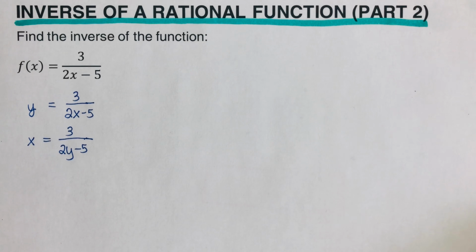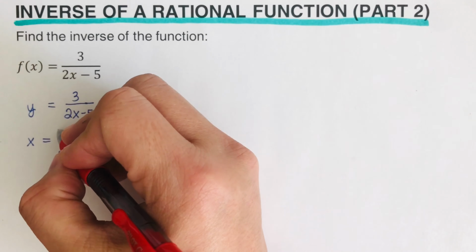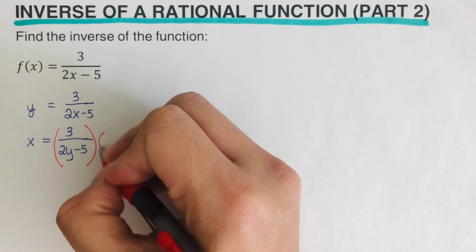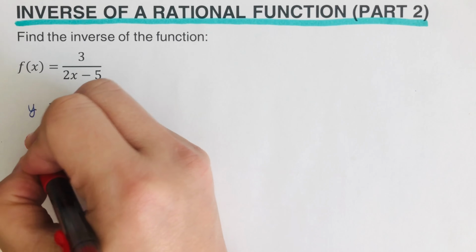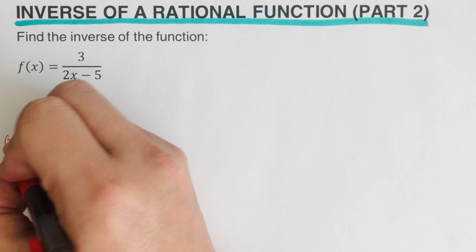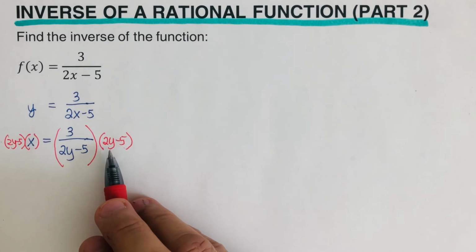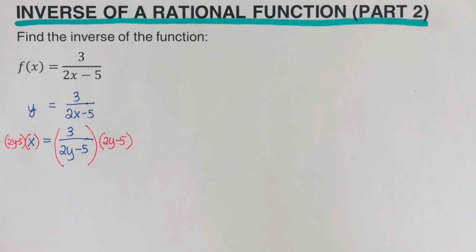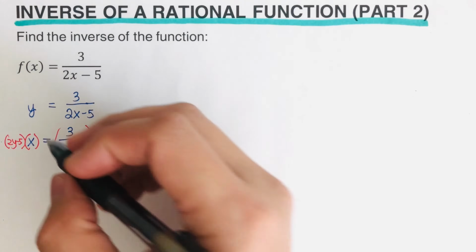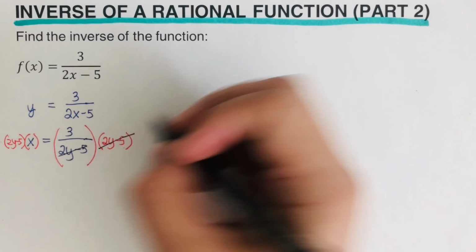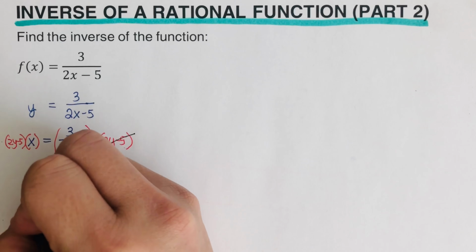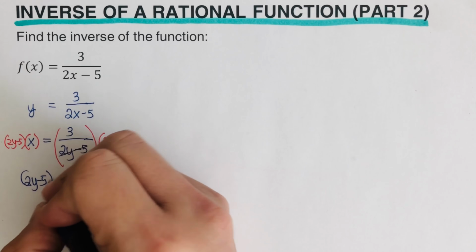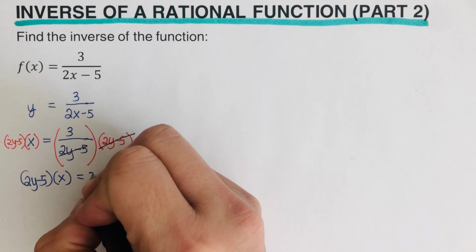In order to do that, we can multiply both sides by 2y minus 5. So I multiplied both sides by 2y minus 5. If we do that, we can cross out the 2y minus 5 and the 2y minus 5. So on the left side, we are left with 2y minus 5 times x is equal to 3.